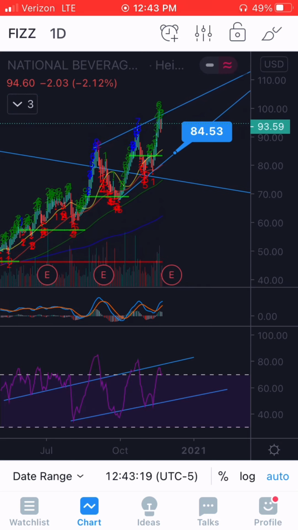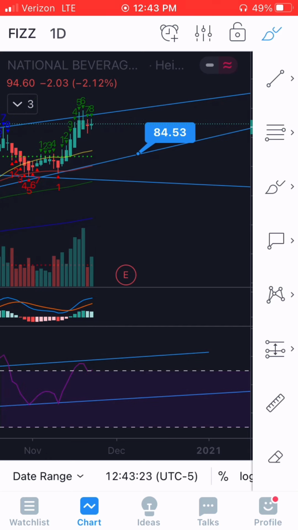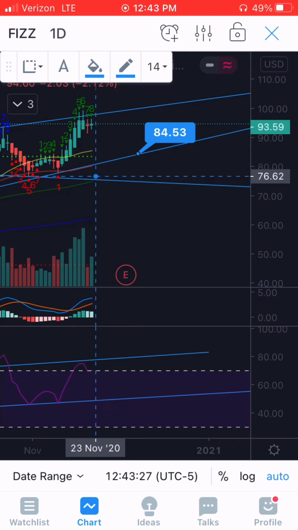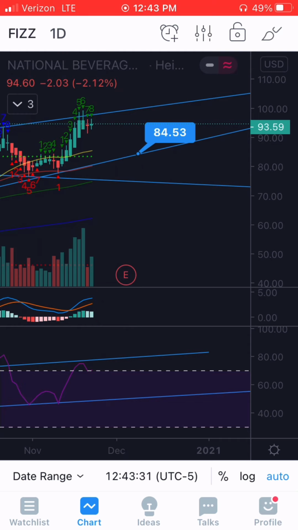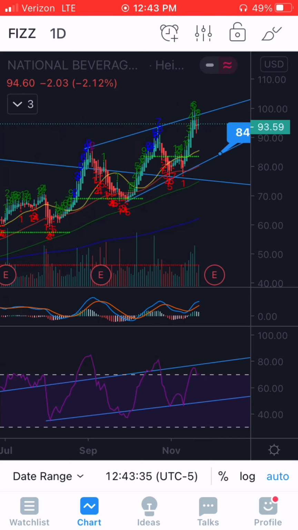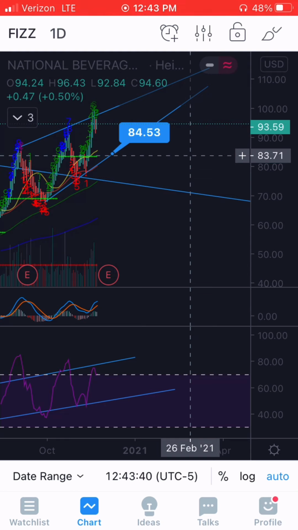I'll show you what the next move I'm potentially seeing is going to be. I do feel we're going to come down to this 84.53 at some point. And we could potentially, as of right now, this trend line that we originally broke out of, we need to hold the $76 level. We don't want to break back into that thing.